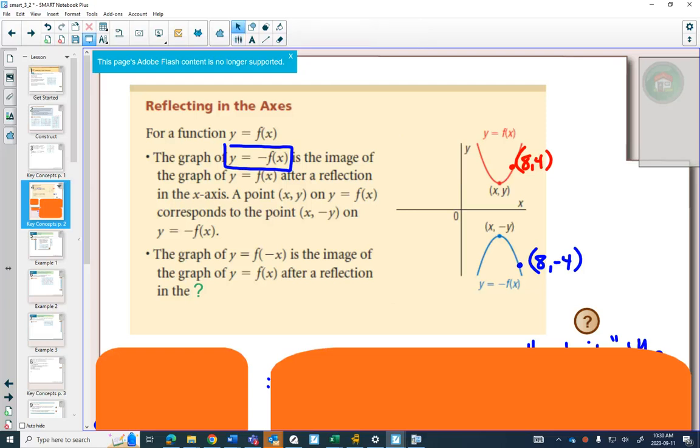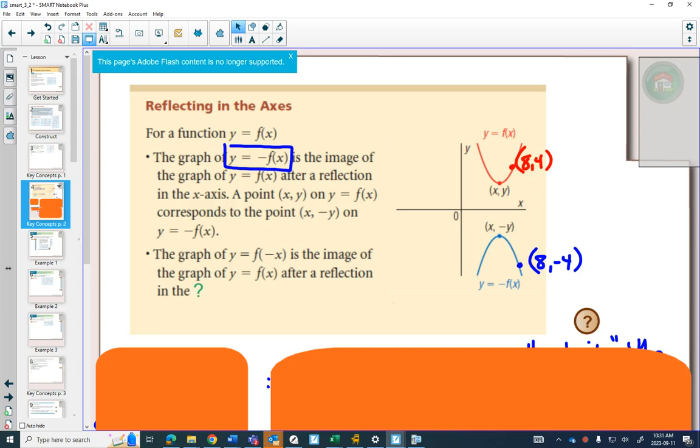And in the same way that I've been talking about inside and outside of the function, can you see that that negative is outside of the function? Outside of the function for translations move things up and down. Up and down is vertical. Now, with the negative outside, we still have something vertical, but this time it's a vertical reflection. It gets flipped over the x-axis.